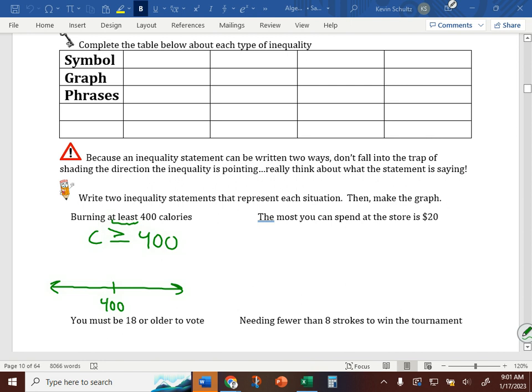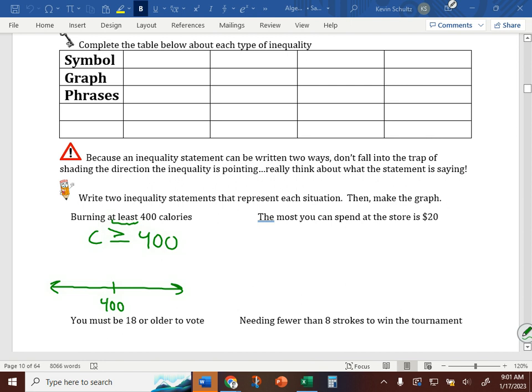Now, in an equation, if this was an equal sign, I'd be done here, right? We wouldn't have to graph it because that would say I want to burn exactly 400 calories. But being an inequality, I'm saying I want to burn at least 400 calories. So which side of 400 is also acceptable for my goal here? The right side or the left side? The right side. Why? Because 400 is the least you can burn. The right side of 400 are all the values that are greater than 400, right? 401, 402, 403, etc.